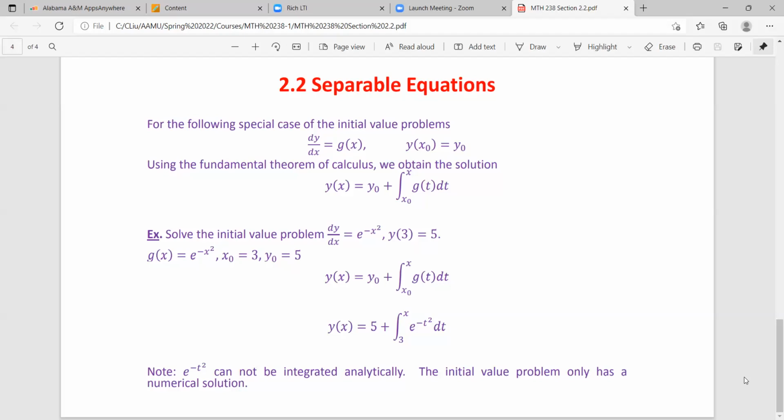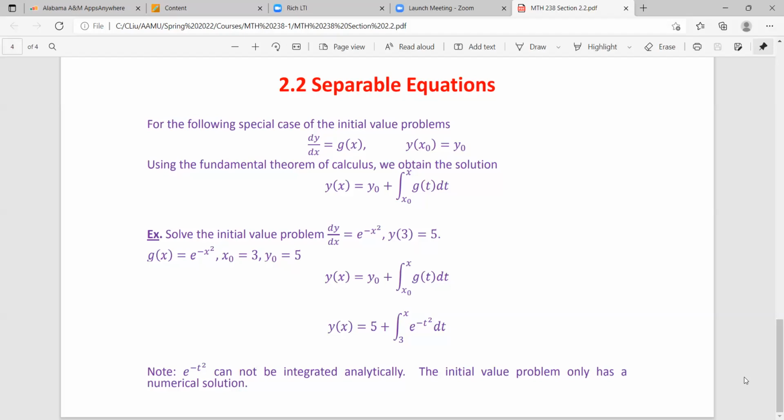That's the second part of the fundamental theorem of calculus. If you check Calculus 1, if you still remember Calculus 1. Okay. So this is the solution to the initial value problem of dy over dx equal to g of x and y of x0 equal to y0. Okay. So sometimes we cannot actually integrate this function g, but still you can write down the solution in this integral form.